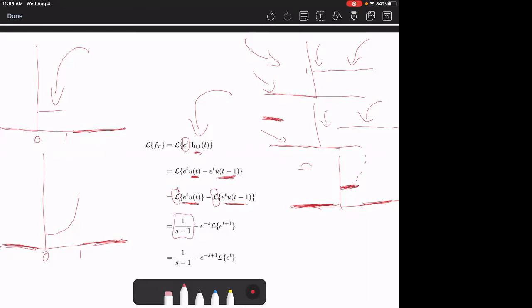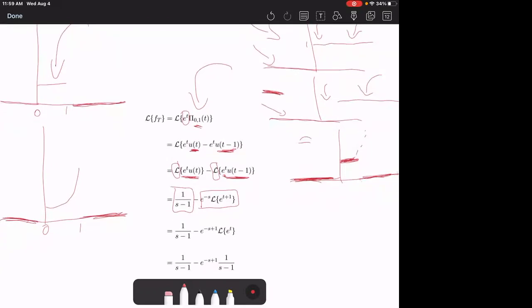The Laplace transform of e to the t times the unit step of t is just 1 over s minus 1. And the Laplace transform of e to the t times unit step of t minus 1 is e to the negative s times the Laplace of e to the t plus 1. Now, we've dealt with the Laplace of e to the t before, but never e to the t plus 1. But thankfully, we can simplify this easily because e to the t plus 1 is equal to e to the 1 times e to the t. So I can just factor out an e to the 1, and it comes outside here. And I know that the Laplacian of e to the t is 1 over s minus 1.